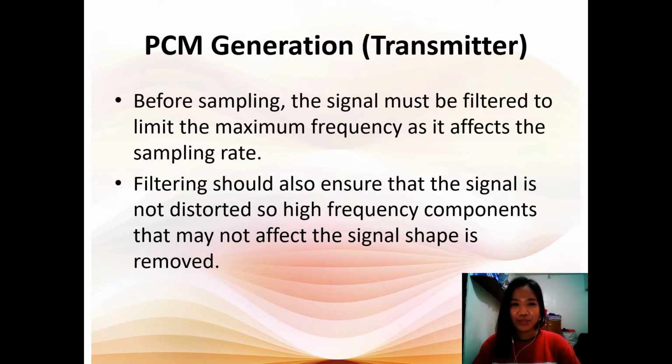At the very start of PCM generation, the signal must be filtered first to limit the maximum frequency as it affects the sampling rate, because the sampling rate should be greater than or equal to twice the maximum frequency of the message signal so that the signal can be deconstructed back. And filtering should also ensure that the signal is not distorted, so high frequency components that may not affect the signal shape are removed.